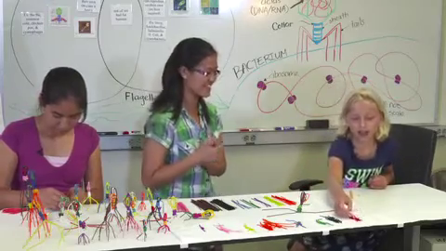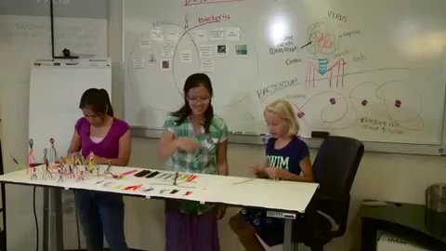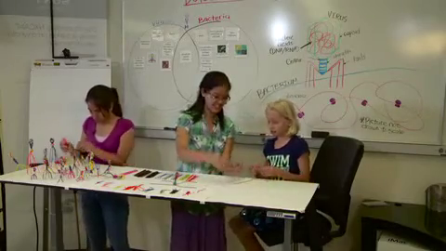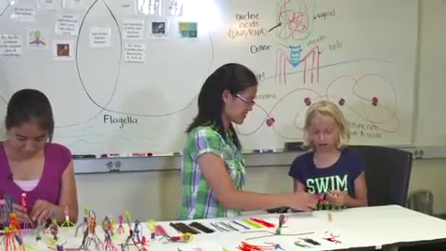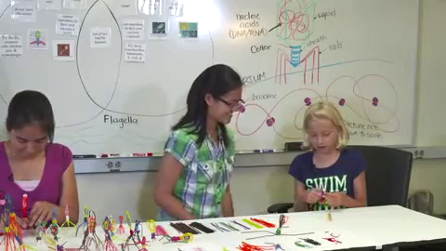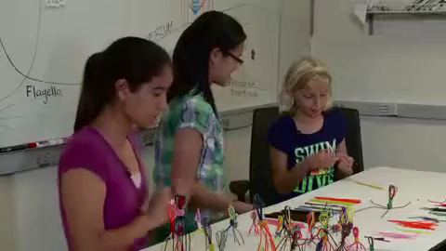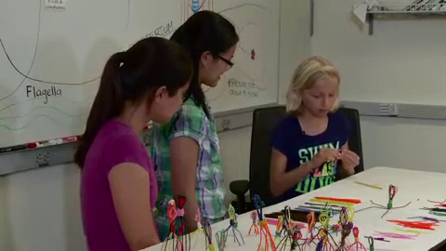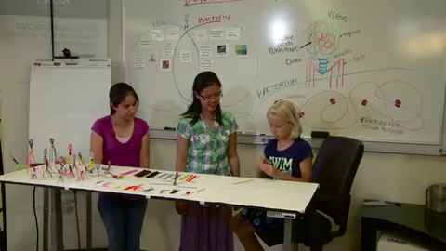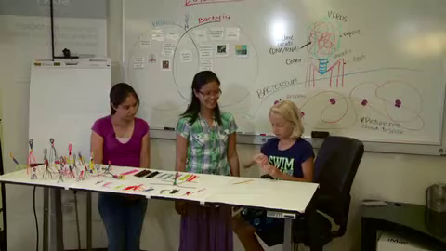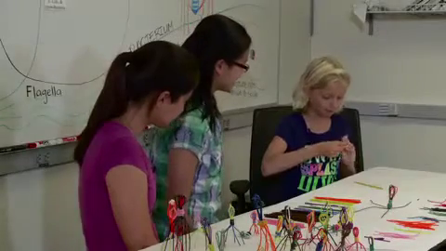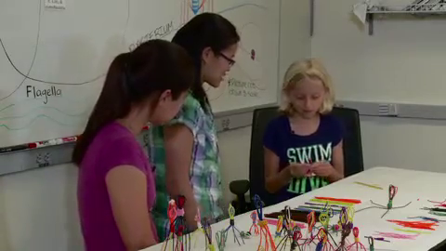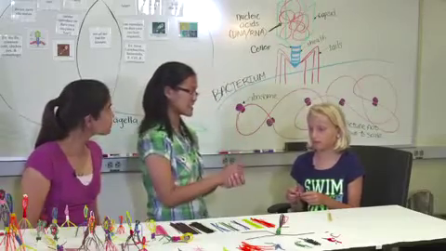You need a red one? Yeah. Okay, make sure it's a longer one. Maybe we'll do this one, it's a little bit longer. Then you just wrap it around the middle, kind of like a belt. Make sure you wrap it really tight so it doesn't get loose. Awesome.